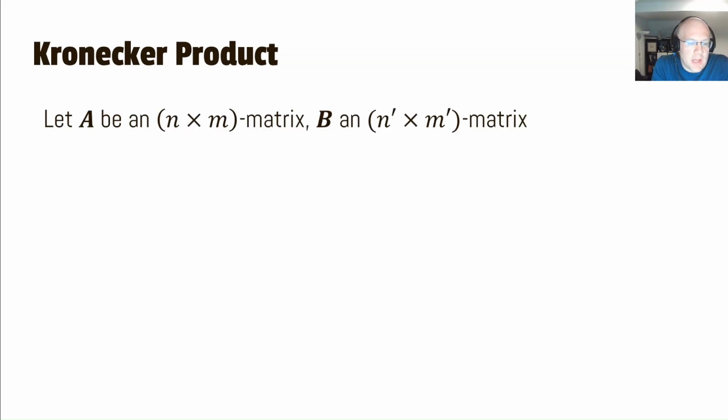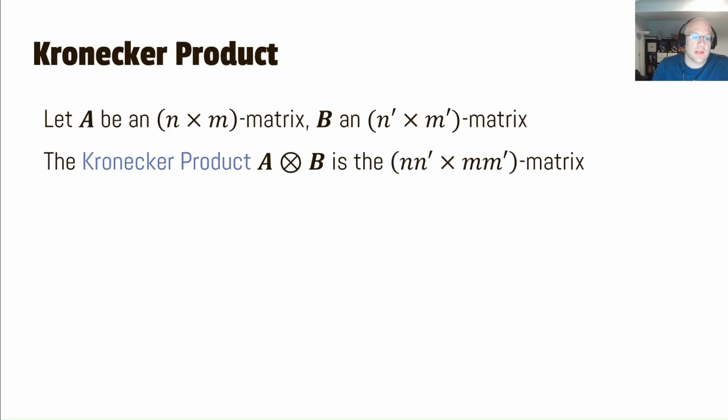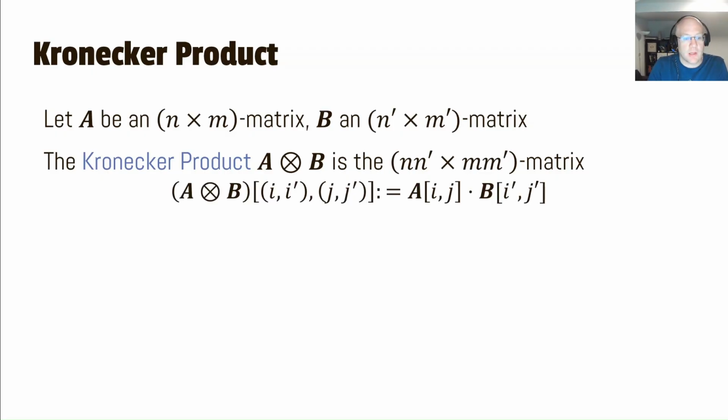So let A be an n by m matrix and B be an n prime by m prime matrix. Then the Kronecker product of A and B is the n times n prime by m times m prime matrix, which is defined like this. So the rows are indexed by pairs of a row from A and a row from B, similarly with the columns, and an entry is defined as the product of the two relevant entries in A and B.